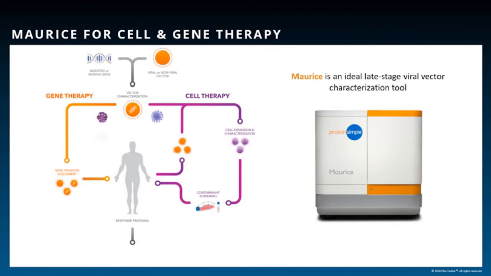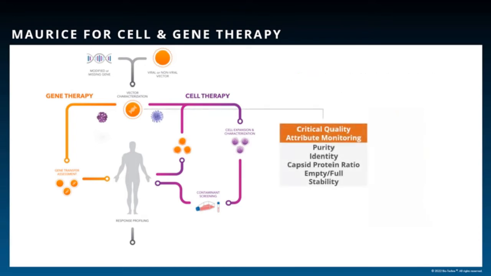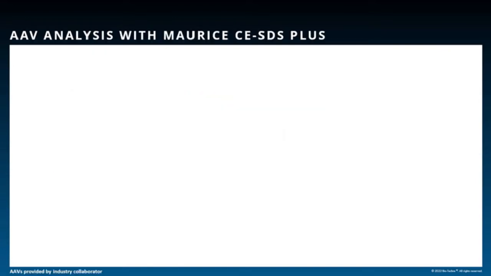Maurice is an ideal late-stage viral vector characterization tool, and is best suited to support viral vector characterization and critical quality attribute monitoring with purity, identity, capsid protein ratio, empty full, as well as stability assays. Starting with Maurice CE-SDS, which is a direct SDS-PAGE replacement, no-brainer.